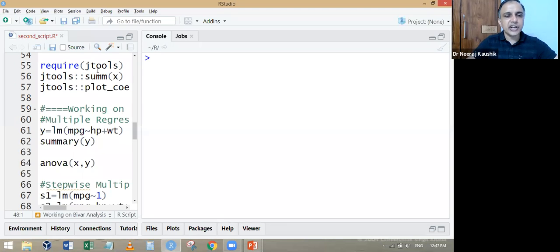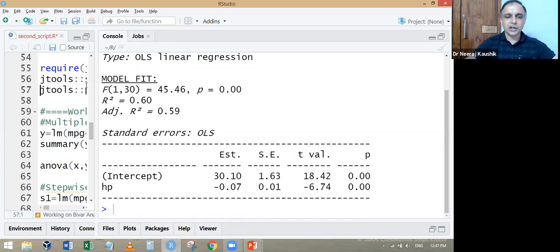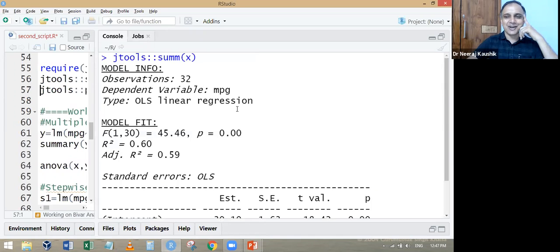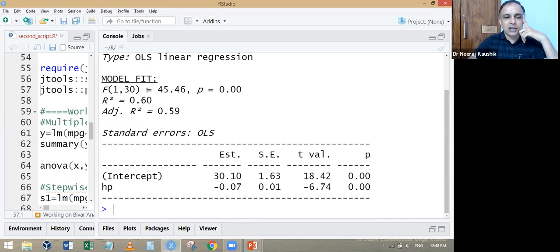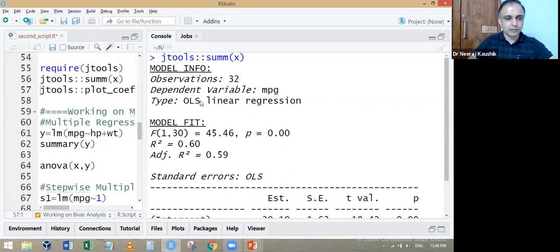Then the third package is JTools. The good thing with JTools is it gives you a very good output, the same output, nothing new, but now it presents in a good manner. Observations 32, dependent variable MPG, OLS regression we have applied. F model is 45, R square is 0.60, adjusted 0.59, and this is a little more presentable. Otherwise, there is nothing new in the data. So that's available in JTools.